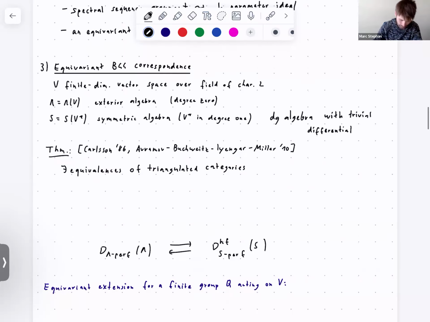Then what Gunnar Carlsson showed is that if we look at the derived category of perfect complexes over the exterior algebra, then this one is equivalent to some derived category of DG modules over S. And what's the meaning of this HF? So this HF stands for homologically finite. So we look at DG modules over S such that the dimension over F, let's say F is our field, is finite.